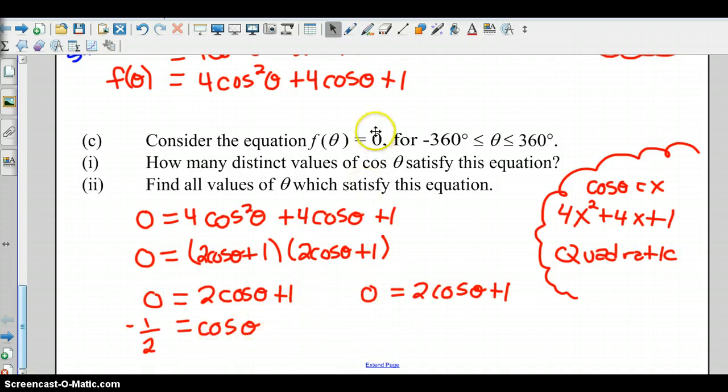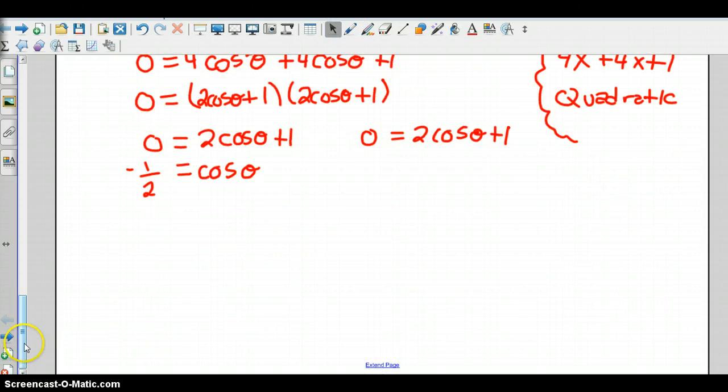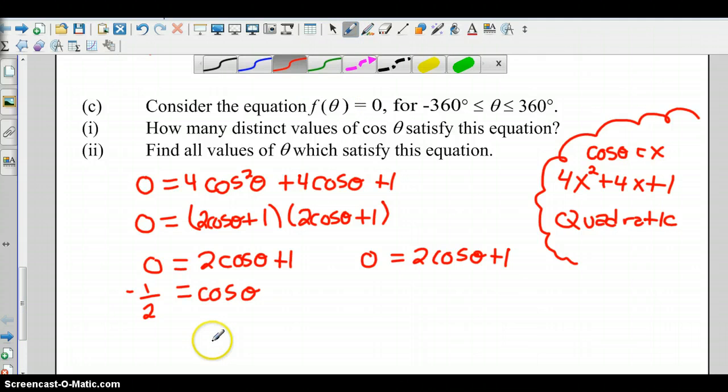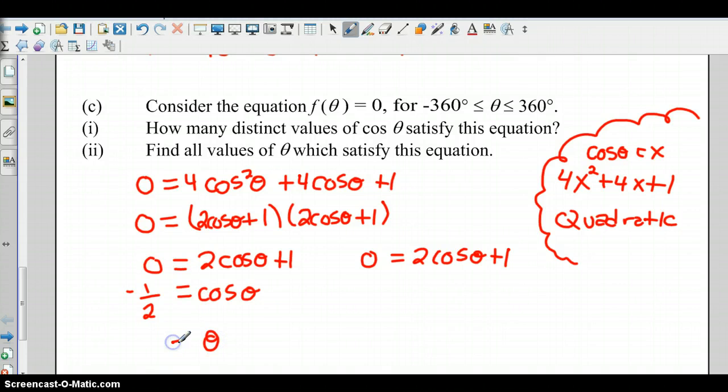So we're going to keep this cosine theta equals negative 1/2. And to finish out your notes tonight, we're going to ask you to go ahead and solve for theta. So think about when cosine theta is equal to negative 1/2. So find theta. Remember, we are between negative 360 and positive 360 degrees, and my hint to you is that there are four values.